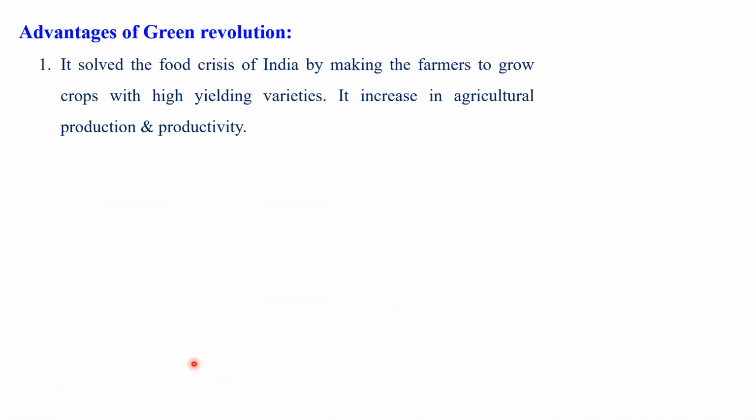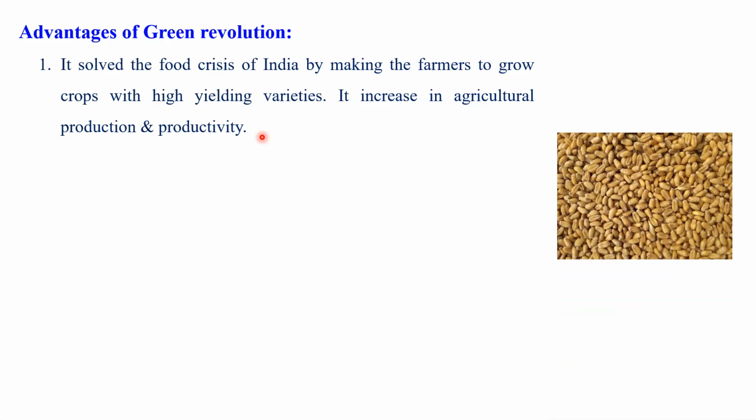A very important advantage of the Green Revolution in India was that it solved the food crisis of India by making farmers grow crops with high yielding varieties. It increased agriculture production and productivity. It means that when we implemented this program, we were able to solve our food crisis problem on a large scale, because our agriculture production as well as the productivity of agriculture crops increased, and therefore we were able to minimize the intensity of the food crisis in this period.